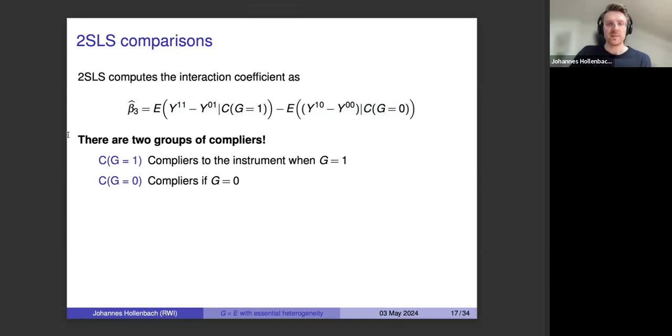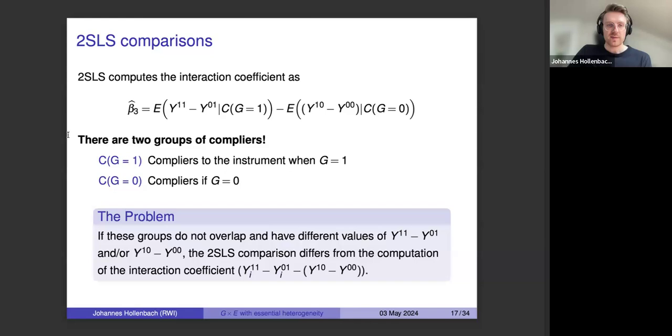And this basically complicates things because if these groups do not overlap, so if the group of compliers that is only complier if their G is equal to 1 and the group of compliers that is only complier if their G is equal to 0 do not overlap, which is very likely, and they have different values of these potential outcomes, your two-stage least squares estimates will differ from the real computation I've shown you.